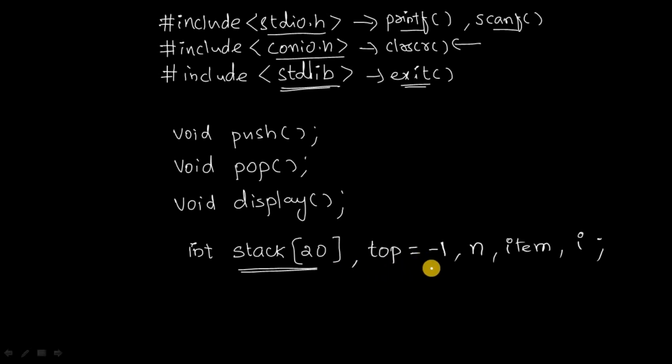Why am I declaring all these variables as global variables, that means outside of all functions? The reason is that I can use all these things in all the functions. I can use this top in all the functions, I can use this i variable in all the functions, mainly top, because this top is going to be used in all these three functions. That is why I am declaring all these variables as global variables. You can also declare n, item, i in the respective functions, but I am declaring all as global variables. It is not going to make any kind of difference.